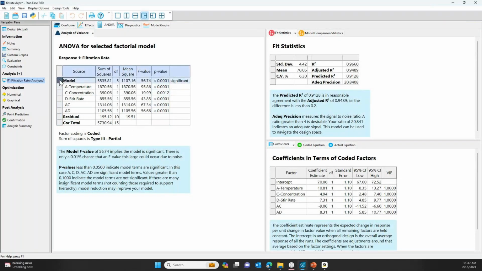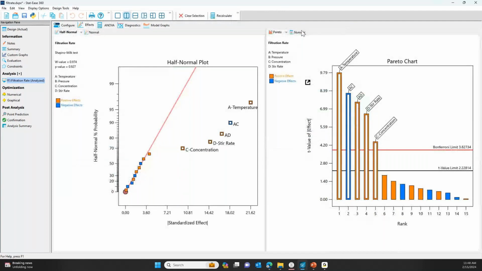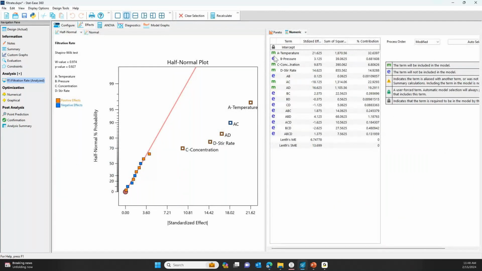We want a statistically significant model. And what is the model? Going back to the effects, if I look at the numeric version of this, I'm building up an equation from the model terms. So temperature, concentration, stir rate, these two-factor interactions, they're all used to build up the model. Everything else that falls along the red line is not included in the model, and will be used to evaluate error, which is why it has the little green E. That's going to be an estimate of experimental error.